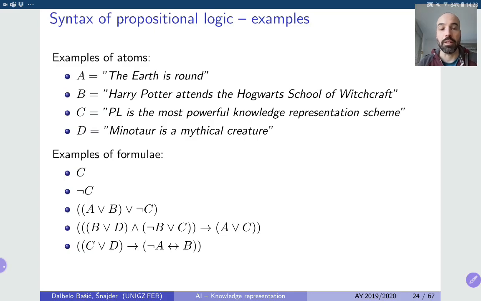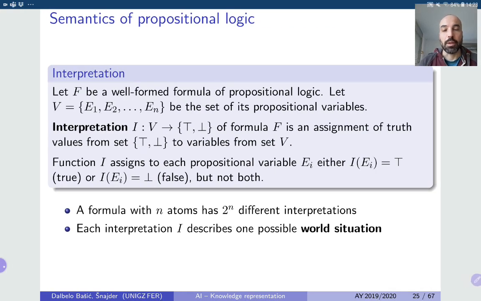So let's talk about semantics. Now, semantics starts with the idea of an interpretation. Interpretation is essentially telling us which of the variables or atoms in my formula are true and which of them are false, right? This is going to be the truth assignment to each variable in my formula. And once I have this, I can start talking about the entire formula being true or false. So let's make this more formal.